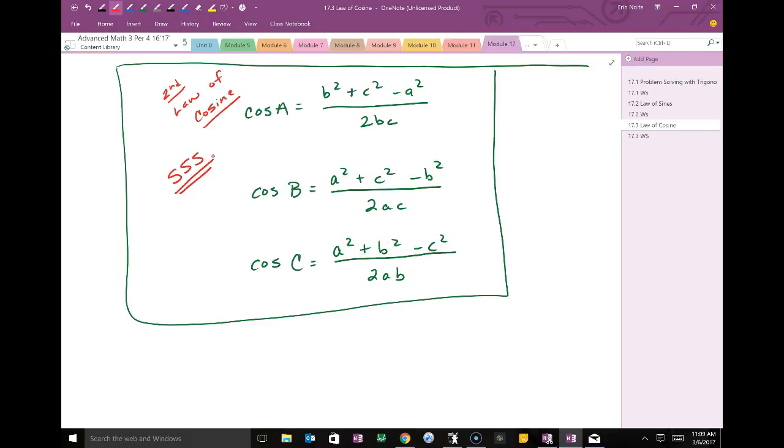Okay, so this will just save you time when you're solving your triangles.